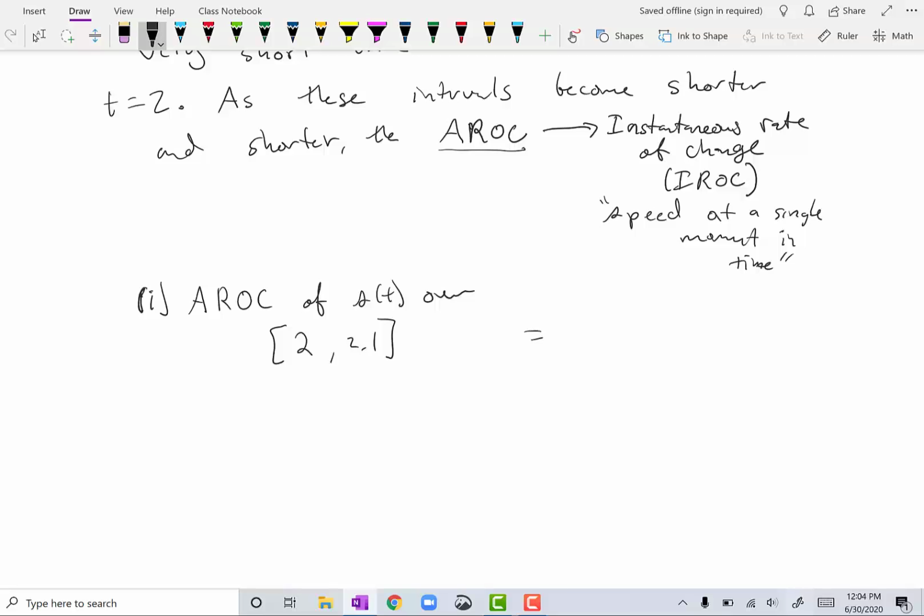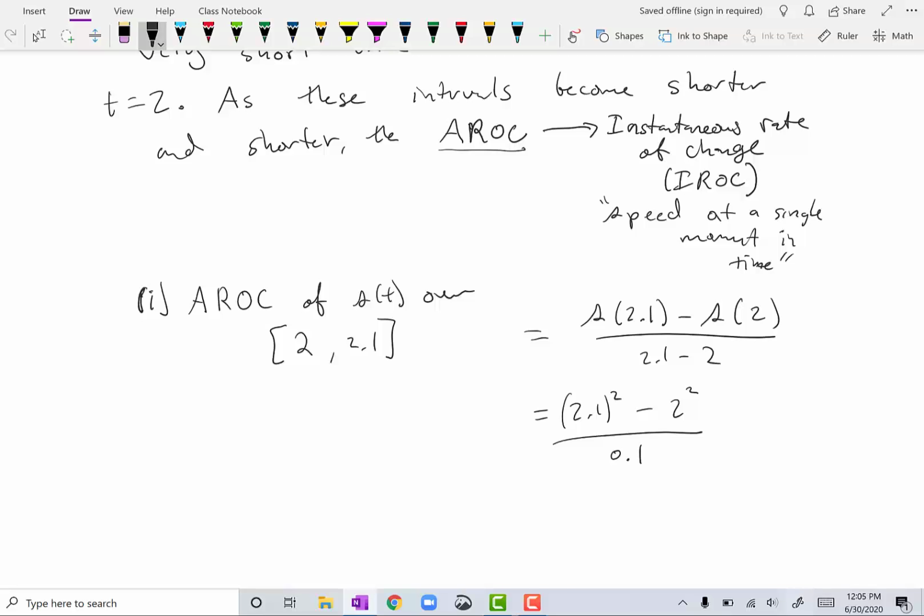And this is going to be equal to s at the endpoint minus the position at the beginning over the difference, which is just 0.1. Then we plug this in, so this would be 2.1 squared minus 2 squared over 0.1. So you throw that into a calculator, what do you get? You get 4.1 miles per hour. So this car is not going very fast.